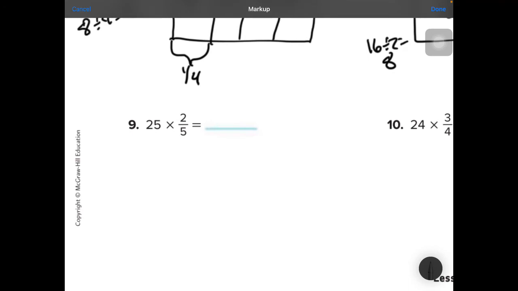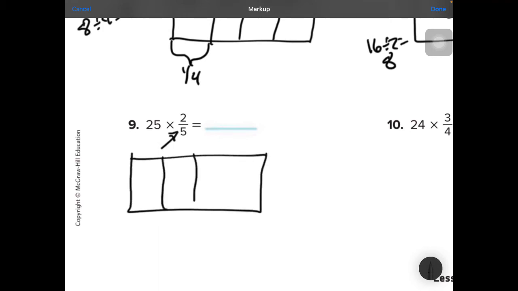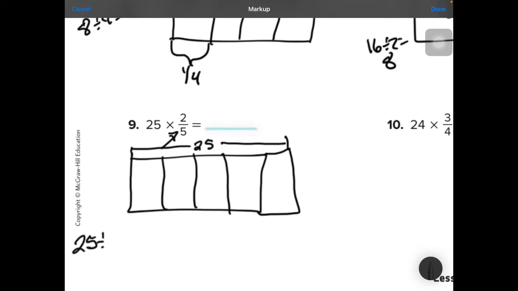Okay, 25 times 2/5. So here's our denominator. So we are going to draw a little box. 1, 2, 3, 4. Oh, added another one. 5. And it's going to be 25 is what the total is going to be. So 25 divided by 5. There's going to be 5 in each because 5 times 5 is 25.